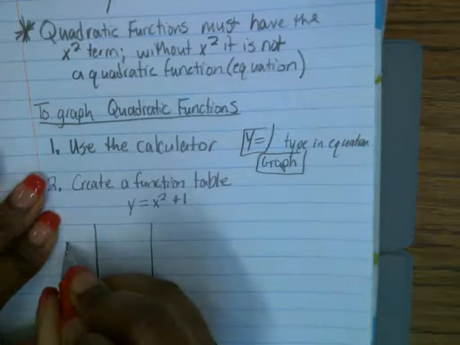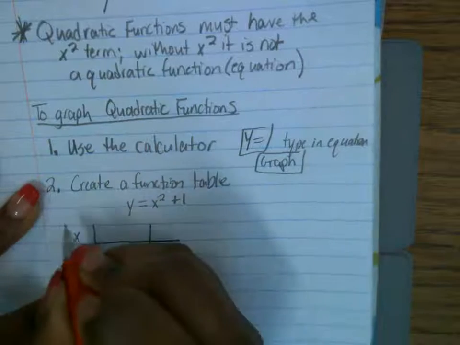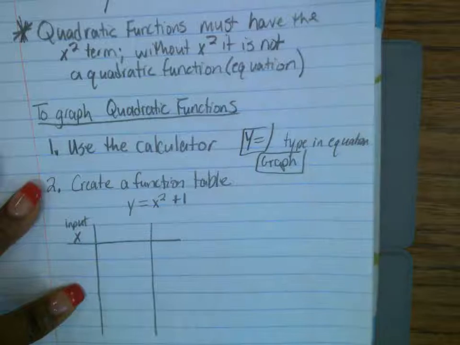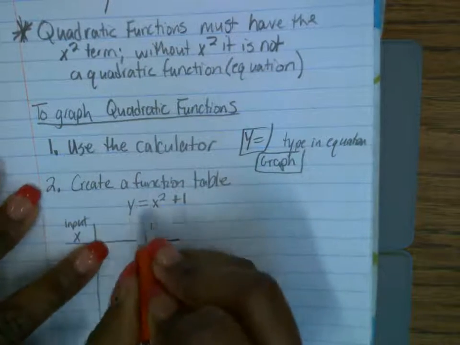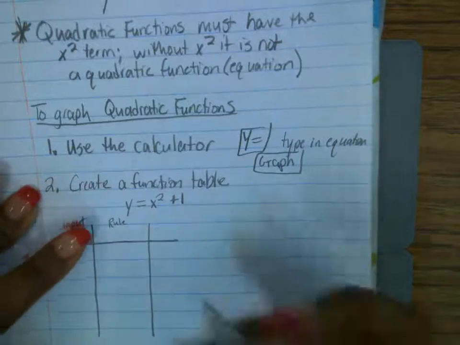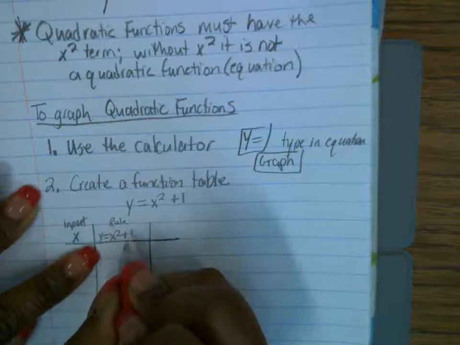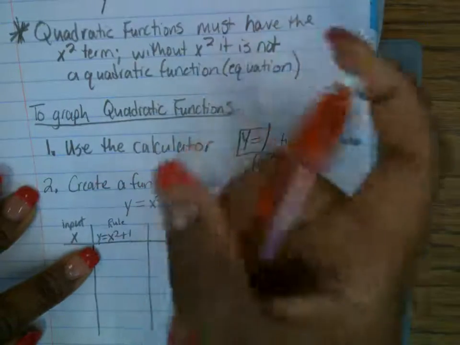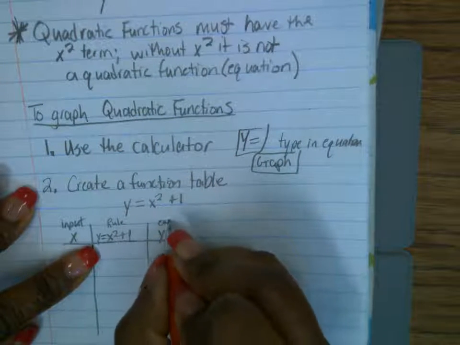Create the function table just like this. You put your x values here, which remember your x is your input, your domain, okay, your independent variable. Then you're going to put the equation here or the rule. Sometimes they say rule or equation. It's the same thing, okay? You put y is equal to x squared plus 1. Okay? And then you have your y, which is your output.